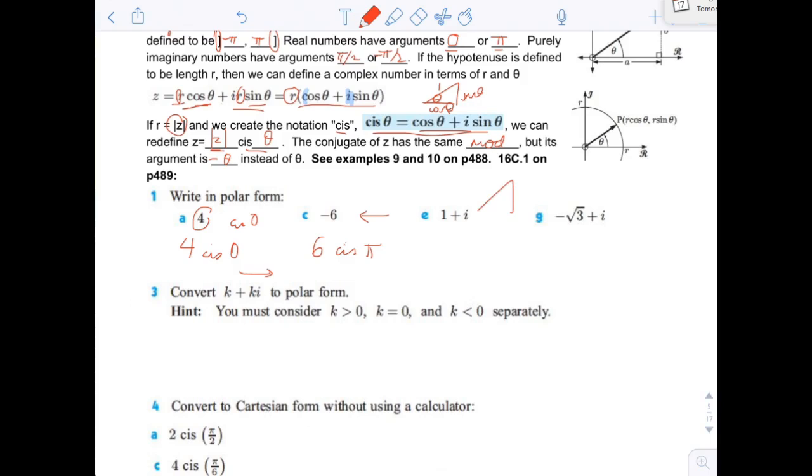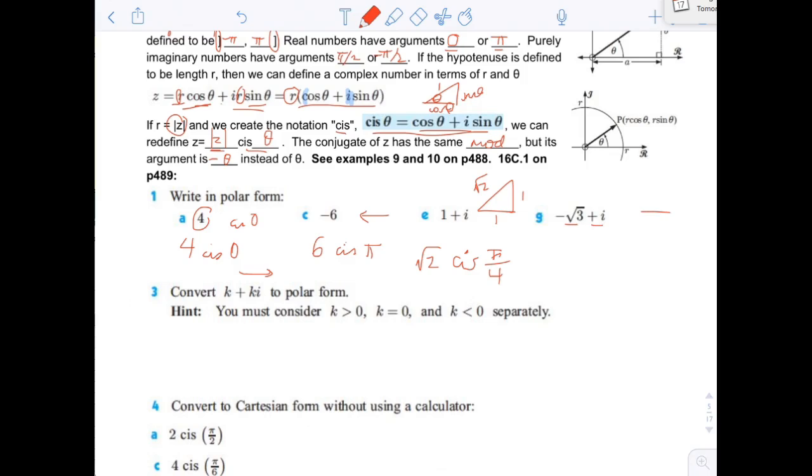1 plus i, that would be 1 unit in the real direction, 1 unit in the imaginary direction. So obviously the argument is going to be 45 degrees or pi over 4. And the magnitude is going to be square root of 2, because if we use Pythagoras' theorem, we know that the magnitude of the hypotenuse in this case is the square root of 1 squared plus 1 squared, square root of 2.